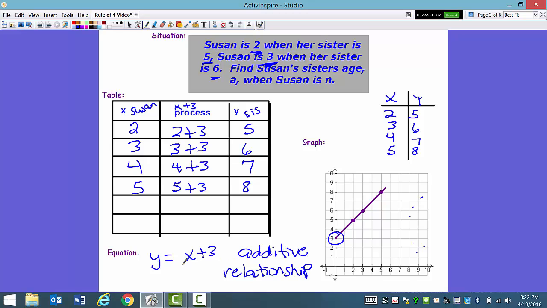Which makes sense because if you look at the equation, we're adding, aren't we? We're not multiplying, we're adding. So this is an additive relationship. Those are two things you need to make sure you remember. If the graph goes through the origin, it's multiplicative. If the graph does not go through the origin, as in this case, it is an additive relationship.